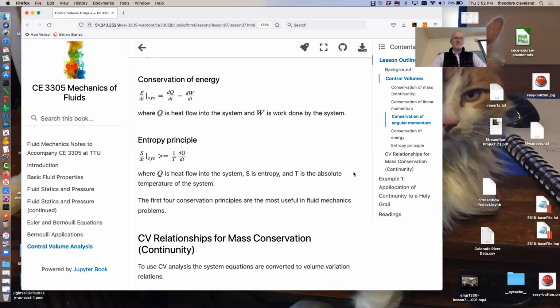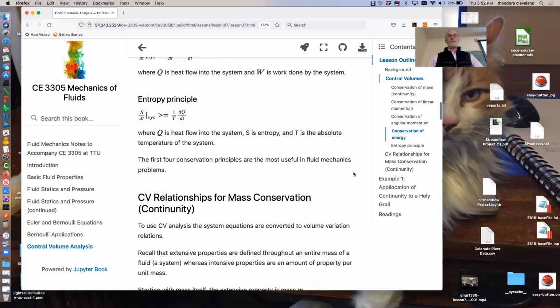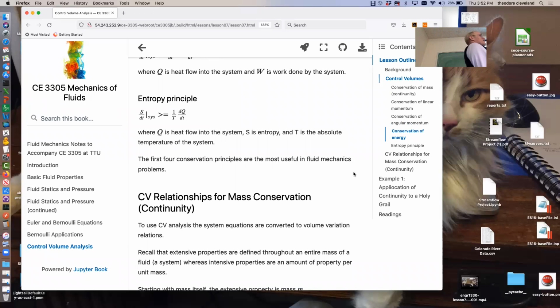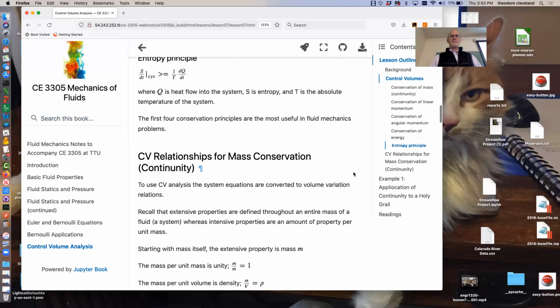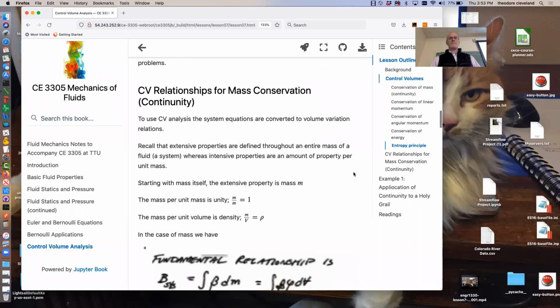The entropy principle is the time rate of change of entropy of the system is greater than or equal to 1 over the temperature times the heat flux into the system. So those are the 5 main thermodynamic principles that the Reynolds transport theorem is useful for. Of those, for most fluid mechanics situations, certainly at the level of this class, the first four will be somewhat useful. The last one is not useless, but it wouldn't enter into much that we would ever do. If we're worried about entropy in whatever we're designing, we've got a lot bigger problems.